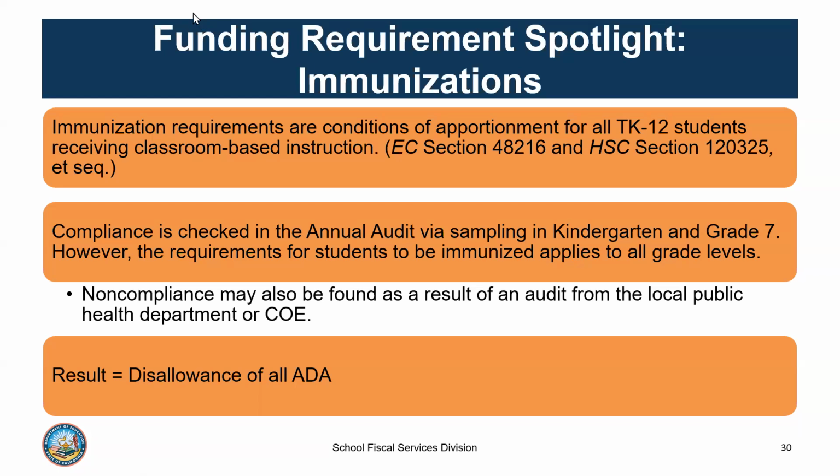Although only students in kindergarten and 7th grade are sampled, the immunization requirement applies to students at all grade levels. Non-compliance may also be found as a result of a separate audit from a local public health department or COE. The result of a non-compliance finding is the disallowance of all ADA generated by students who do not meet the immunization requirement.